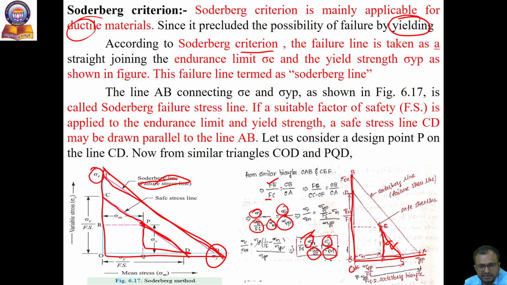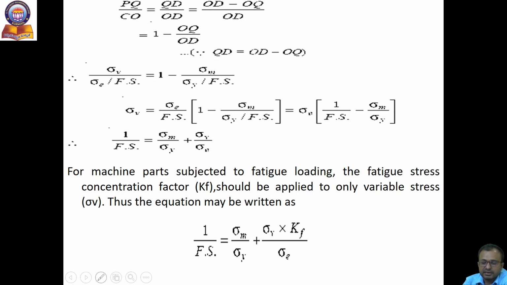Static stress and its failure criterion, variable stress and its failure criterion. Again from this diagram you can get the same formula: 1 by factor of safety equal to like this. Machine parts are subjected to fatigue loading, so the fatigue stress concentration must be applied only to the variable stress. For this variable stress, we multiply the fatigue stress concentration. The equation is taken like this.